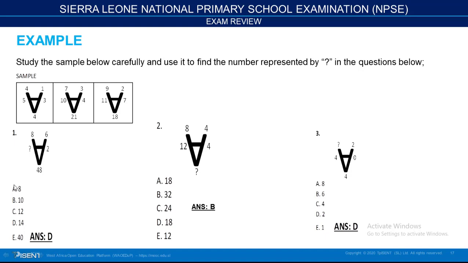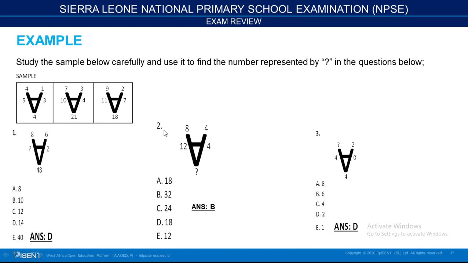We'll come here to our options. A is 8, B is 10, C is 12, D is 14, E is 40. Carefully, my answer is D. So I will go to my answer sheet and then shade D for this particular question.